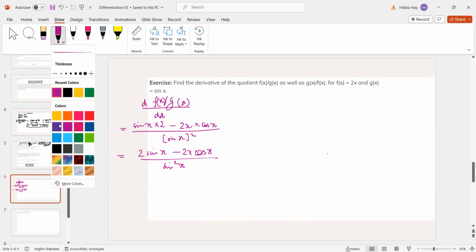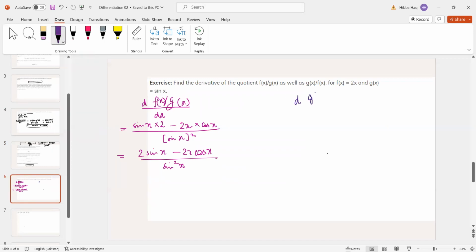Now let's try the same thing for g of x over f of x. So if I'm finding the differential of g of x over f of x with respect to x, now my lower function is f of x, so 2x into the differential of the upper function that comes out to be cos x, minus, now I'm going to write the upper function first, so sine of x into the differential of the lower function that comes out to be 2, divided by the lower function square, which in this case is going to be 2x squared.